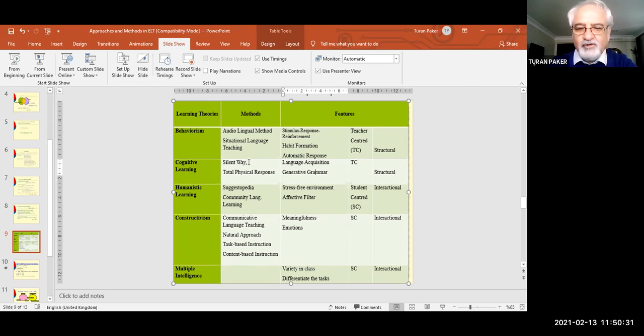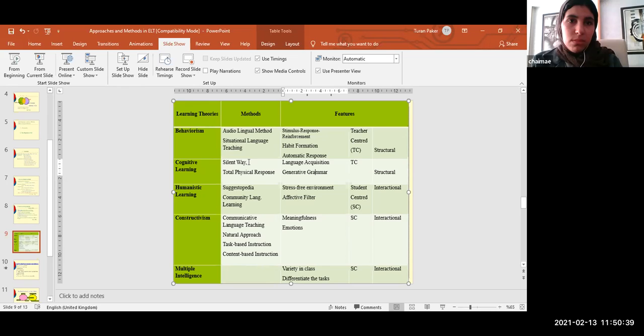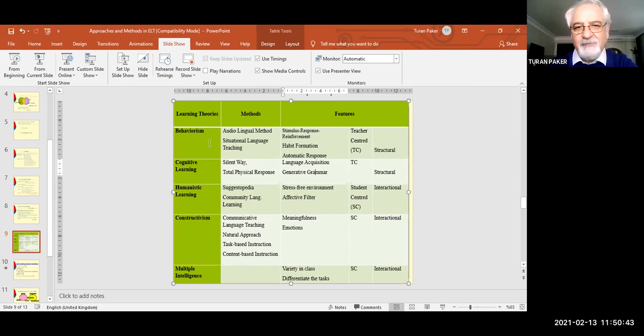So we have Suggestopedia, by Lozanov, a Bulgarian psycholinguist, and Community Language Learning, by Curran. He came up with this method as well. If you look at the first methods, the audiolingual method, situational language teaching, the silent way, and total physical response, they usually had structural syllabuses. They aimed for students to first develop accuracy, and then deal with fluency.